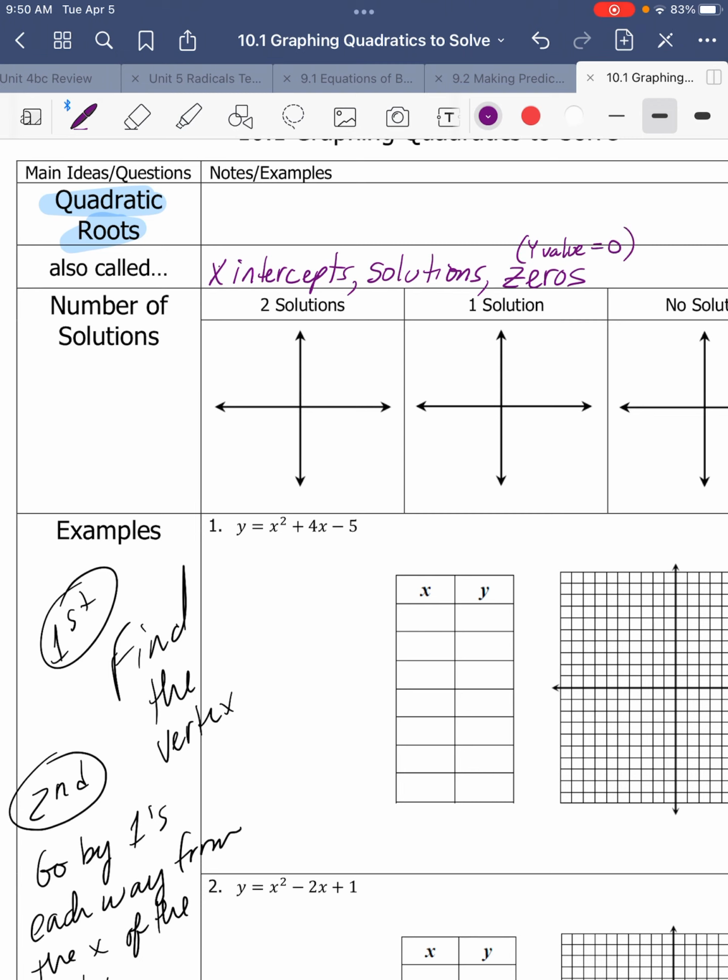Solutions, because this makes the equation true. And x-intercepts, because that's just where it's found. It's where the y value is 0, so y equals 0. Solutions are what make the equation true: left side equals right side.